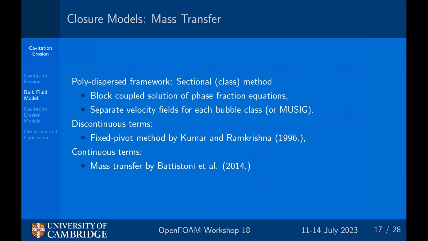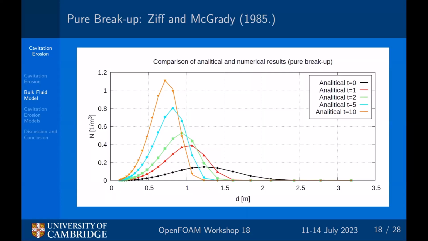After modeling and validating momentum exchange terms, I looked at mass transfer. The framework is a sectional class method because we can use block-coupled solutions of the phase fraction equation, and we can use separate velocity fields for bubble classes, which we expect to vary widely in their size. The discontinuous terms such as coalescence or breakup are handled by the fixed pivot method of Kumar-Ramkrishna, and the continuous terms such as cavitation are handled by a mass transfer model by Battistoni.